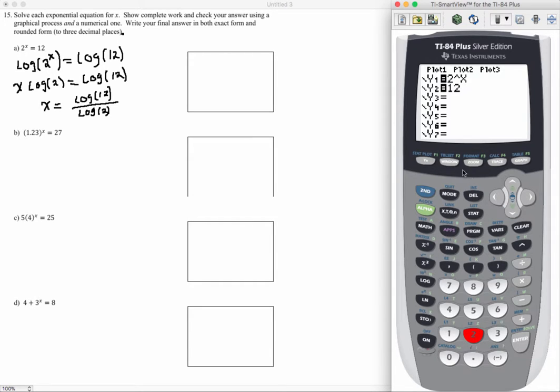Okay, now if you try doing a zoom standard here, it's not going to do you a lot of good because we know the horizontal line y equals 12 is our second equation, that's y2. So we're going to need to set our window here so that our y max will be somewhere around, let's make it 15. I think that's going to work really good. So x min negative 10, x max 10, y min negative 10, y max 15. Press graph.